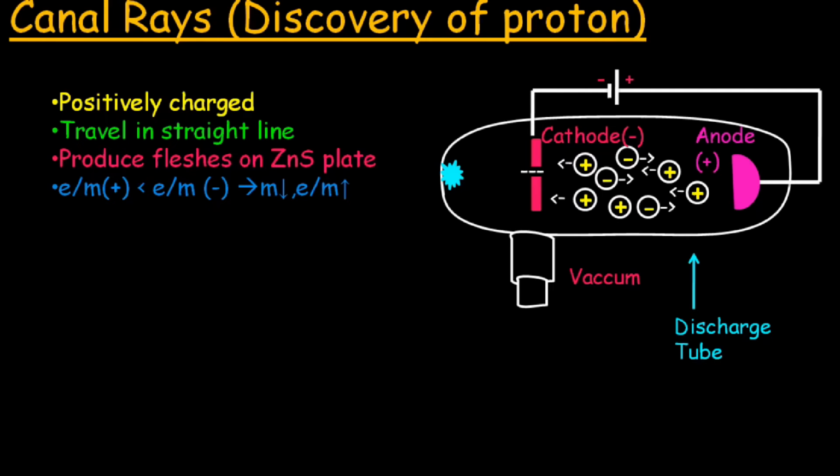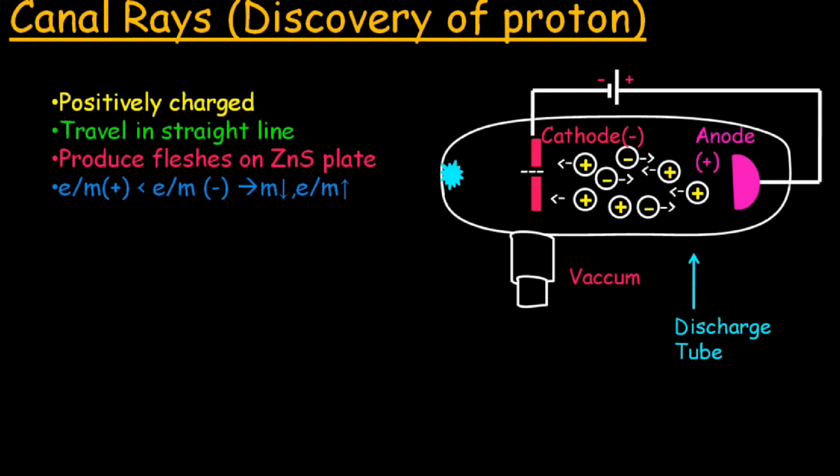It was found that the mass of the positively charged particle was very high, 1836 times higher than the mass of the negatively charged particle, which Stoney called the electron. As mass is high for the positively charged particle, the e/m value will definitely be low. For electrons, the mass was found to be smaller than the positively charged particles, so the e/m value was high.